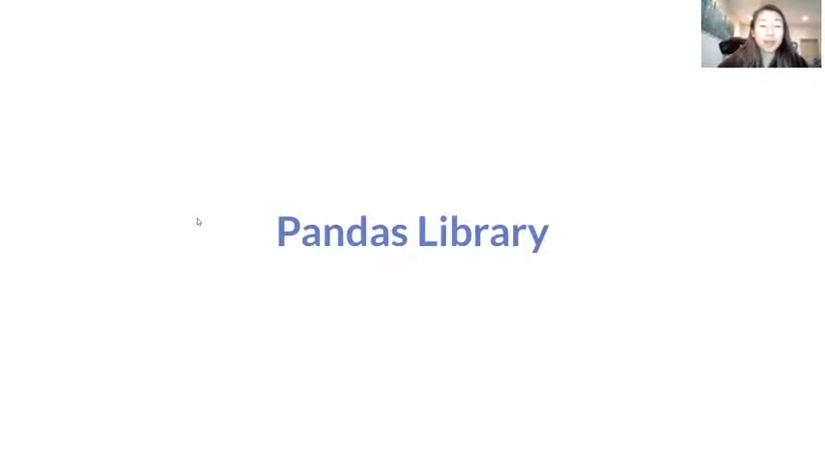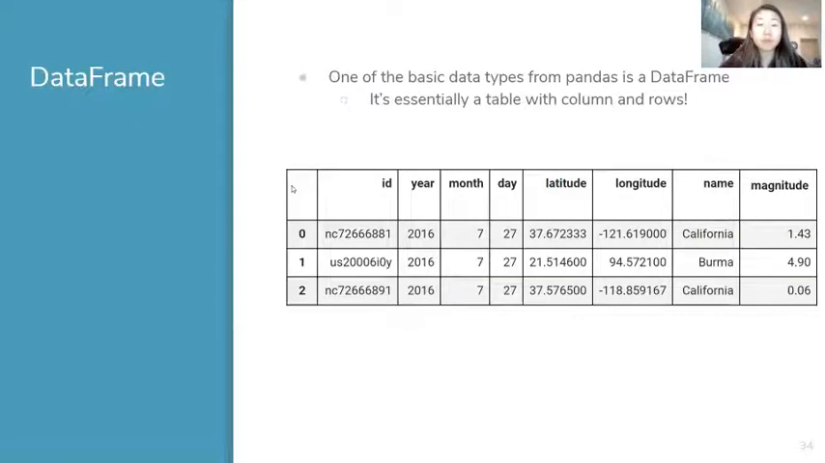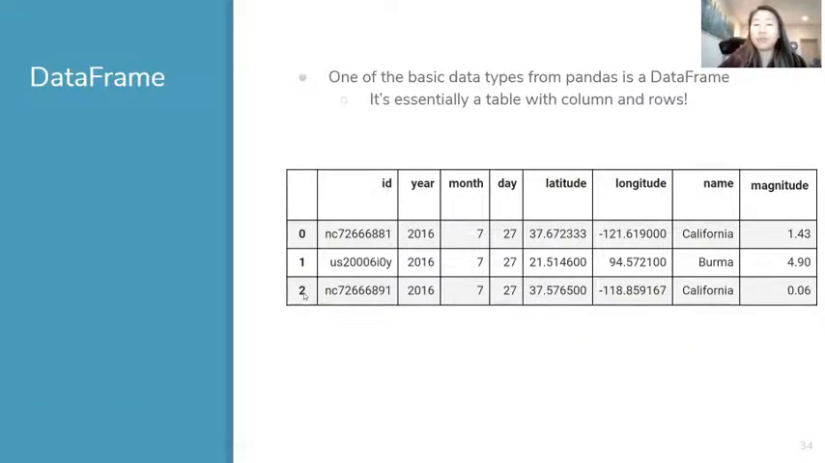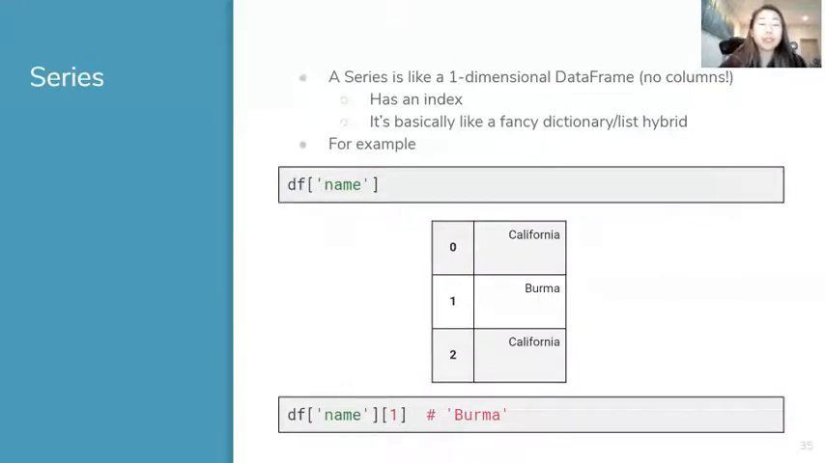Next, we're going to learn about the Pandas library. One of the basic data types from Pandas is a data frame. It is essentially a table with columns and rows. So for example, here's a data frame that has different columns and different rows. It's basically similar to a table. Here are the columns, here are the rows. A series is like a one-dimensional data frame. It has no columns. It has an index, and it's basically a fancy dictionary hybrid.